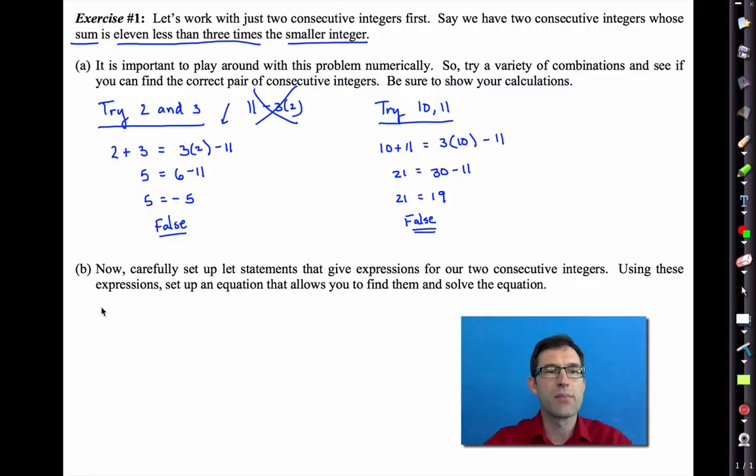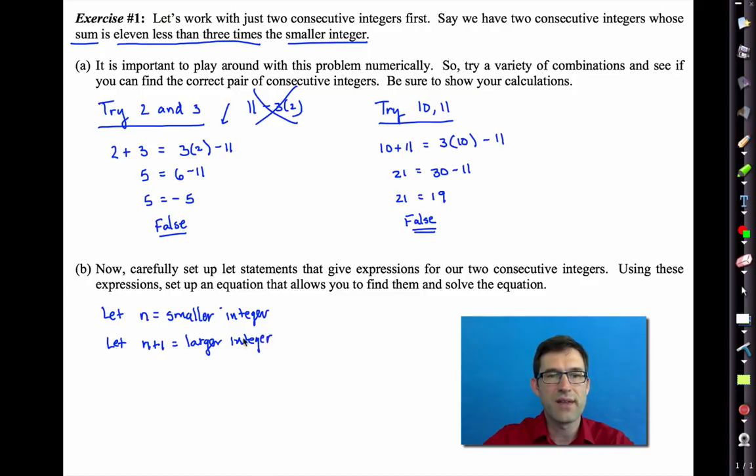Now let's carefully set up let statements. Let n be the smaller integer. Now, what's the larger one? Well, consecutive integers are always separated by 1 unit. To get from 10 to 11, we'd add 1. To get from 2 to 3, we'd add 1. So n plus 1 is the larger integer. You could also say the first and the second, that's fine, but we have the smaller and the larger.